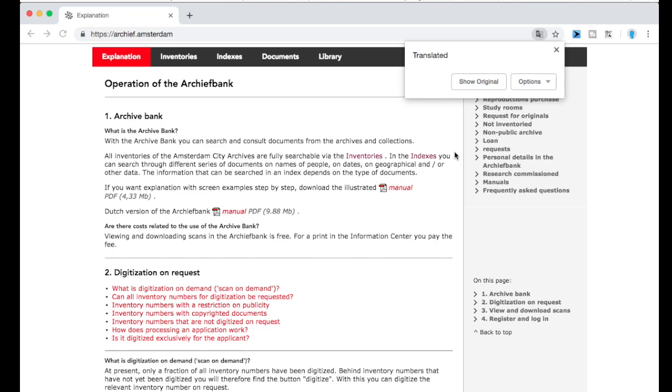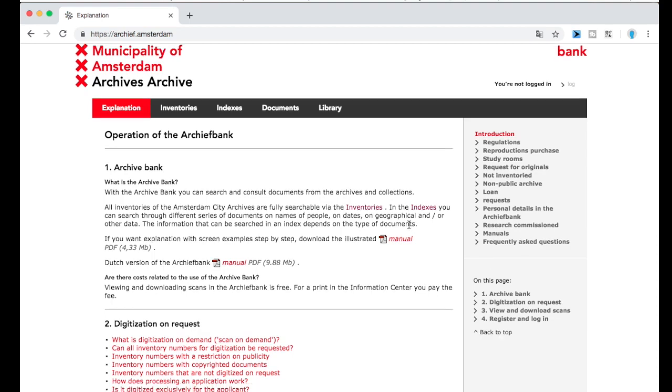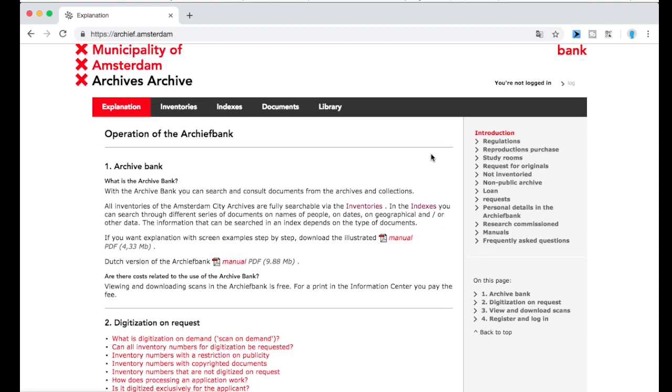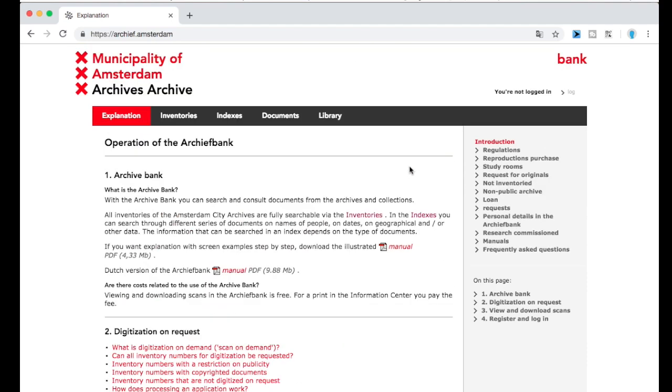Now, in the website, you have a lot of different stuff. And in one of my previous videos, I talked about a lot of this stuff over here on the right, the introduction and the regulations and all of that. And it just gives a really good overview of the Amsterdam Archives and what they offer. But the two main things that I'm going to discuss in this video, because this video is going to be focused on people who want to research their family in connection to Amsterdam, we're going to be discussing the indexes and the inventories. And that's the real meat of this website.